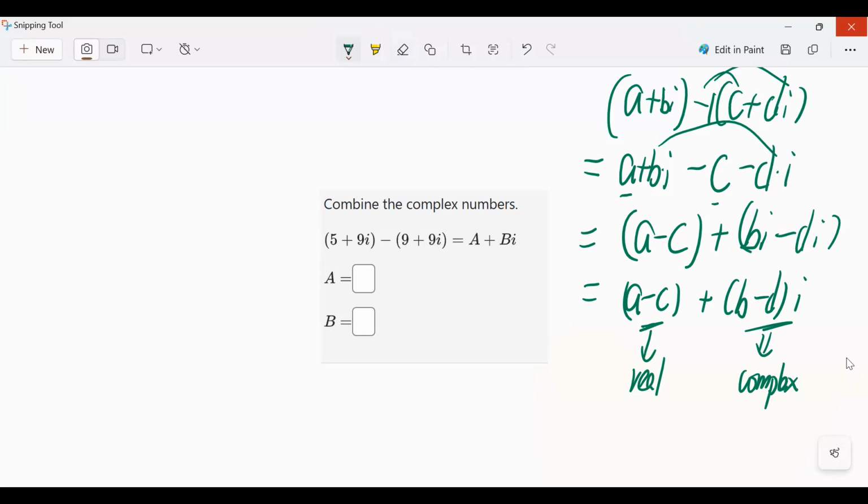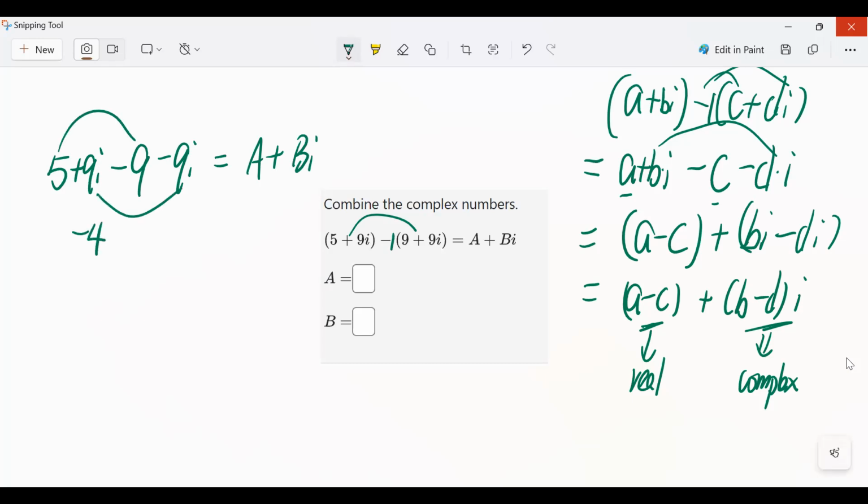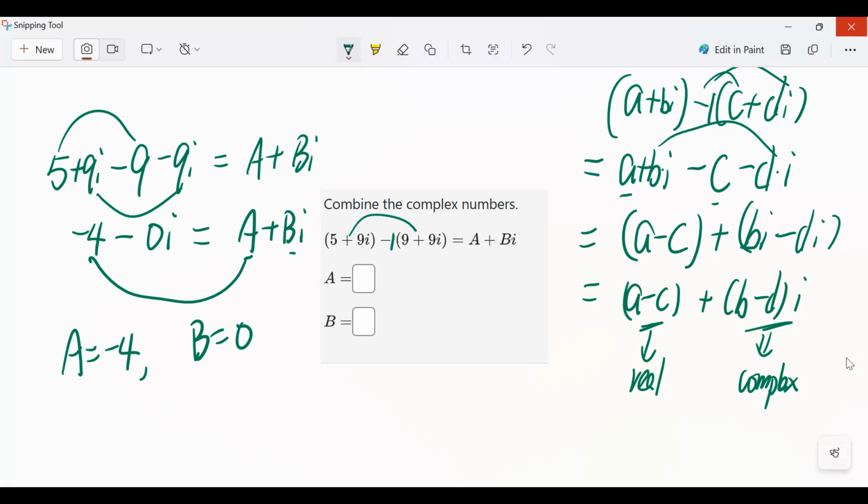Yeah, that's how we basically do it. So here, we remove the one, so we get 5 plus 9i minus 9 minus 9i. That is equal to A plus Bi. So 5 minus 9 is -4. 9i minus 9i is 0. You can write 0, right? But usually it's easier here to write 0i because we still want to know what is A or B. So A is -4, then B is -0, which is 0, B equals 0.